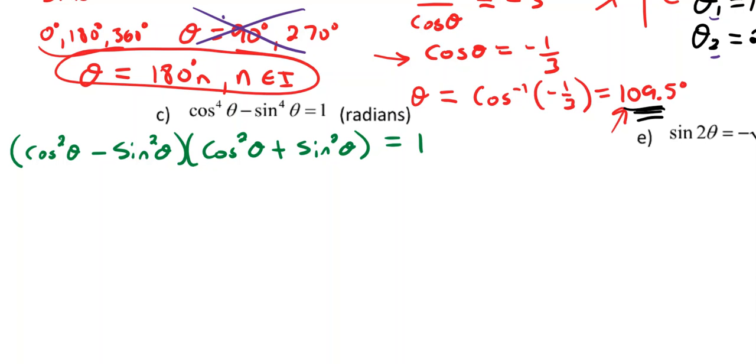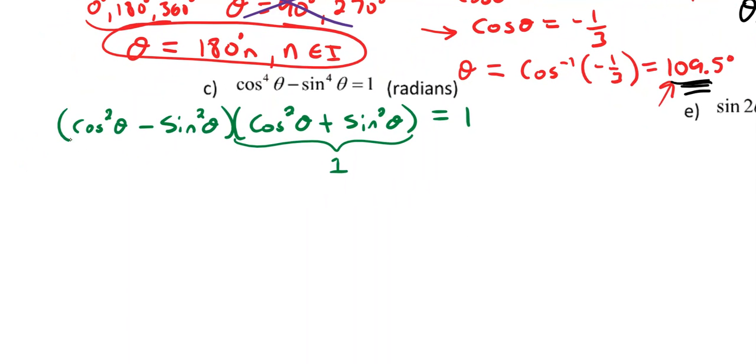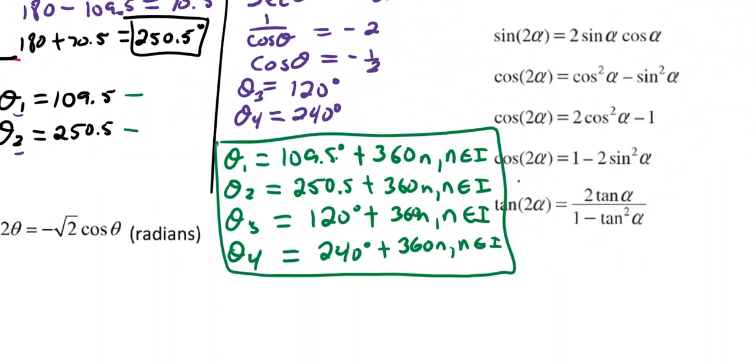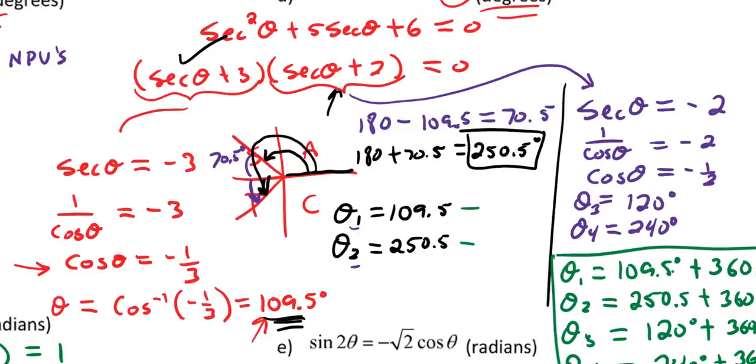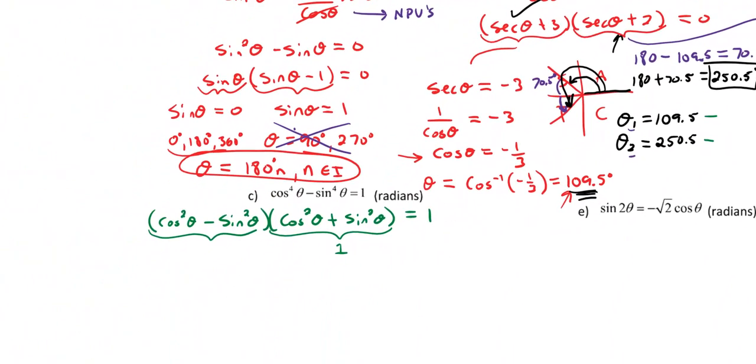Okay, so now good news is this is just equal to 1, right? So that just gets canceled out. And all we have left now is just this part. And I can simplify that too, right? Cos squared theta minus sine squared theta is this, right? So that's just equal to cos 2 theta.